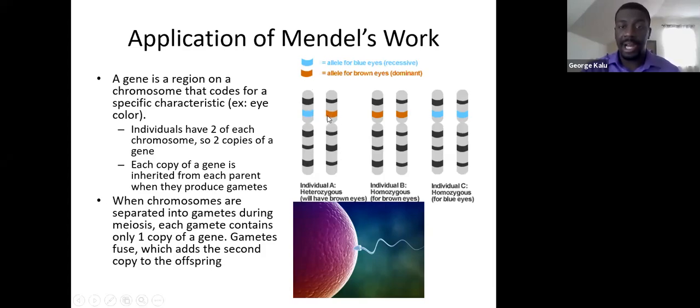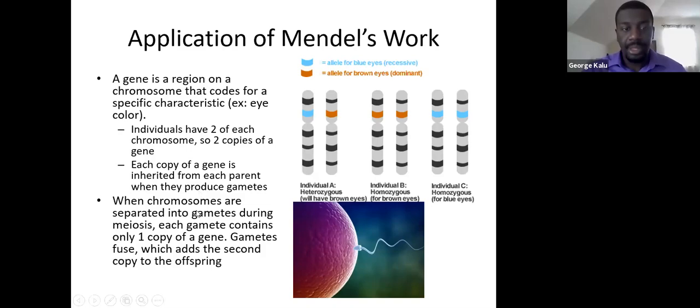Here we have a gene for eye color, and here's another gene for eye color. Individuals have two copies of each chromosome, one that came from mom and one that came from dad. Each comes from the gametes, the sperm carrying one of those copies and the egg carrying the other. So we have two of each chromosome, and as a result, two copies of each individual gene.